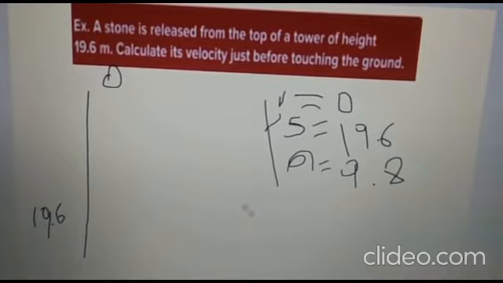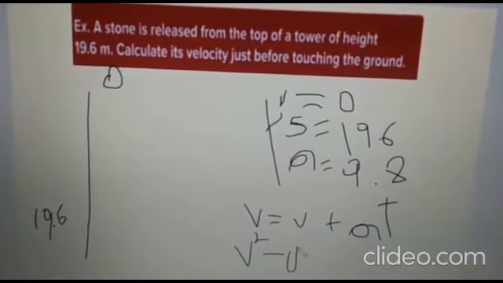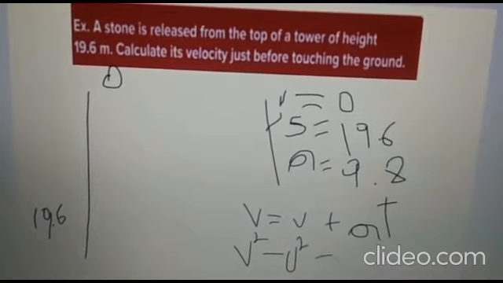Okay, now let us see the first equation: v is equal to u plus at. Time is not given, so we cannot use this equation. Let us use another: v square minus u square is equal to 2as. Yes, this equation is perfect.